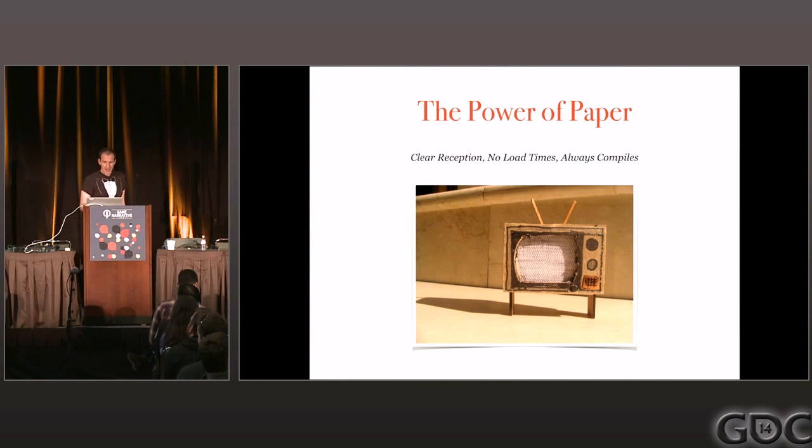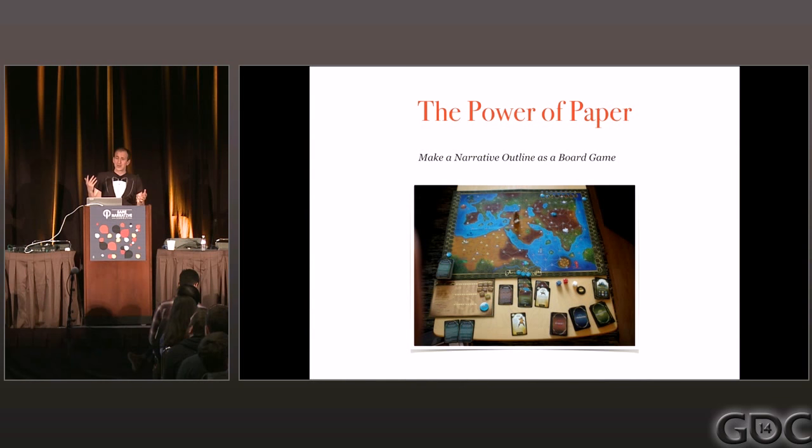So that is why I suggest doing a narrative prototype on paper. Paper is quick and easy and disposable. It allows for improvisation and imagination. Basically, if your game is a show starring the player, the easiest way to get them engaged early is to create this little narrative paper prototype, set up a cardboard TV, essentially, and invite them inside. Or put another way, make your narrative outline as a board game.